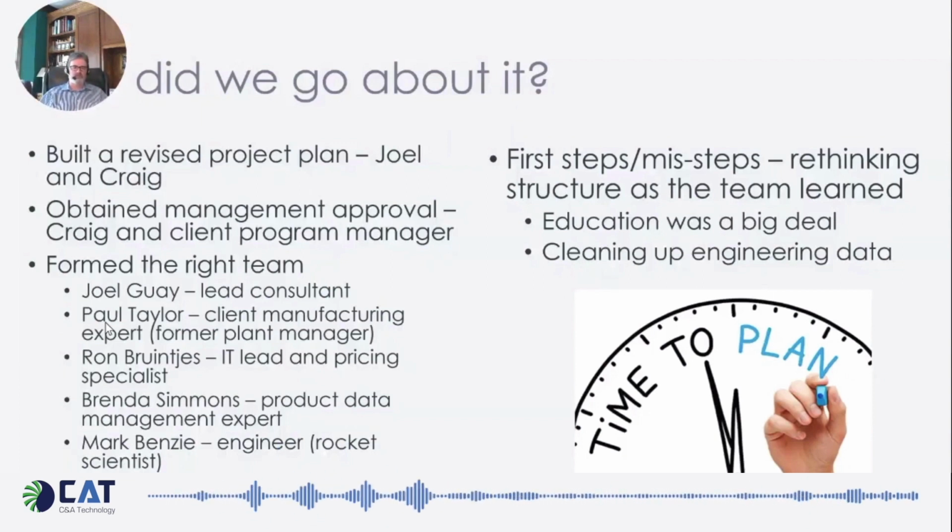So this team, we actually had these people full-time on the project to create all the information that went into the configurator and the information that the configurator referred to, like items and master routings and things like that, that were really important. So on the right side of the screen says first steps, missteps, rethinking structure as a team learned. So, nobody on here, on this team, knew the configurator except Joel.